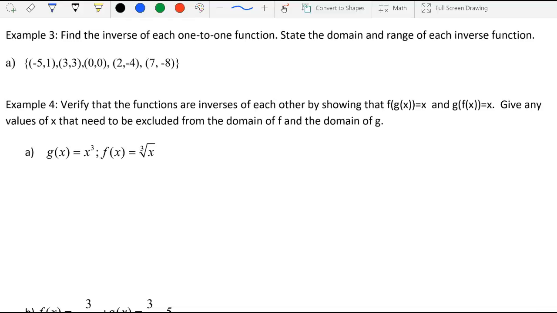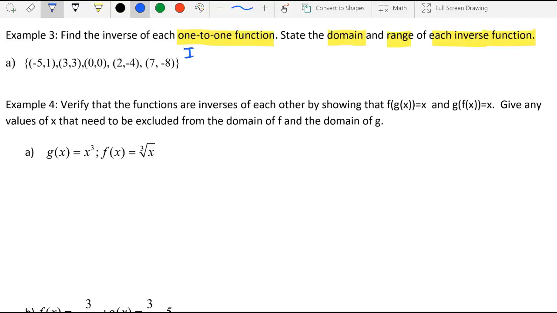Here we go. Example 3. Find the inverse of each 1 to 1 function. They already told you that it's 1 to 1, so this is known. You don't have to tell me that it's 1 to 1 or not. Now you just have to find the inverse. In addition, it wants you to state the domain and range of each inverse function. So let's try to do this one.